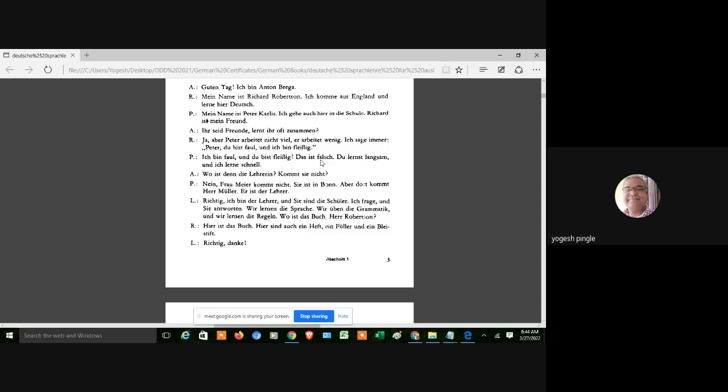So if wrong, then what is correct? So it is given over here. Richtig. Ich bin der Lehrer. Richtig means correct. So in this particular text, you will come across, falsch means wrong, richtig means correct. So these are opposites of each other, right? Faul, fleißig, these two are opposites, like that. Okay? So like that, anything else?